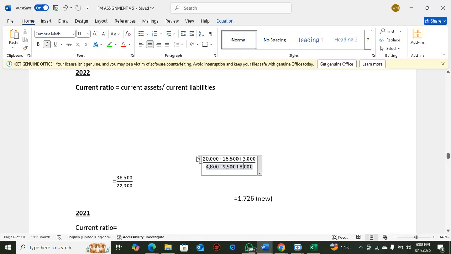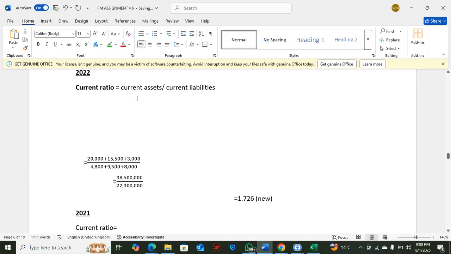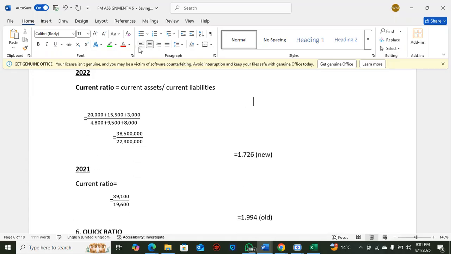So when we add the current assets for 2022, 38,500,000. The current liabilities, 22,300,000. So when we divide, we have a current ratio of 1.726, which is a good thing. It means this company can cover all its current liabilities with its current assets, and has some working capital for the day-to-day running of the business.